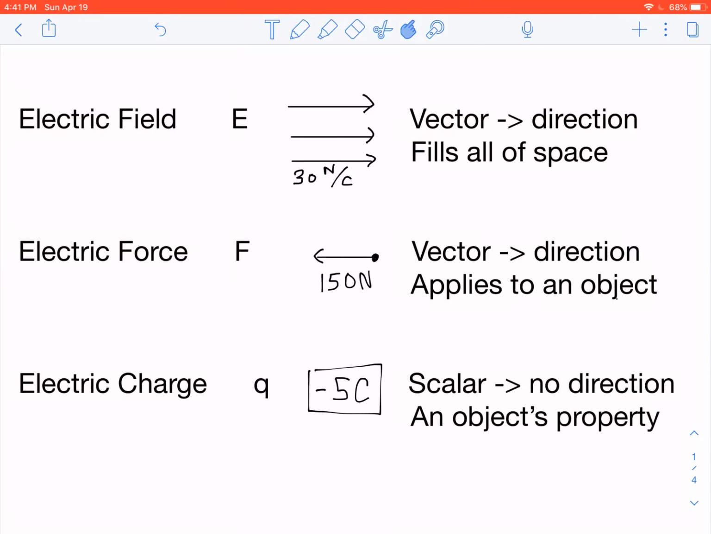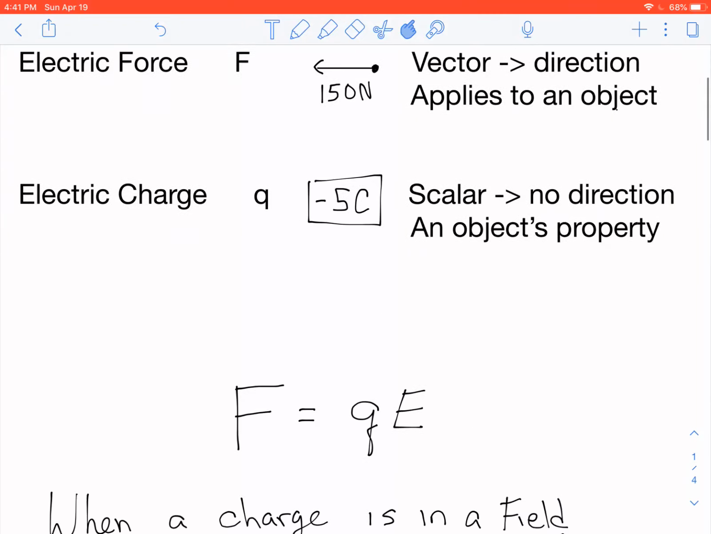And third, we have the electric charge. This is a number or a scalar and has no direction. It can be positive or negative. It's a property of a particular object in the problem.